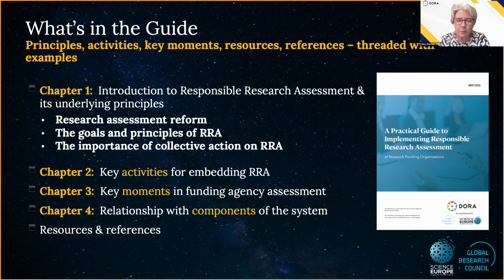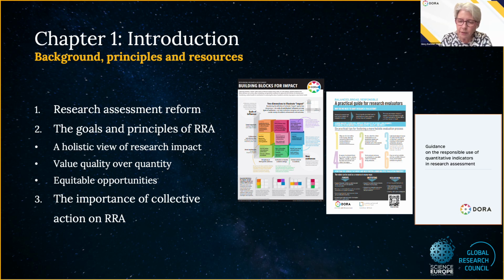So the guide is comprised of 4 main chapters. They are intended to be standalone to allow you to pick and choose as you see best. That does mean there's a little bit of repetition between them. We start with a short introduction to responsible research assessment in chapter 1, where we share the context of research assessment reform, remind about the principles of responsible research assessment, and reinforce the benefits of coordinated action towards research assessment at a global scale.